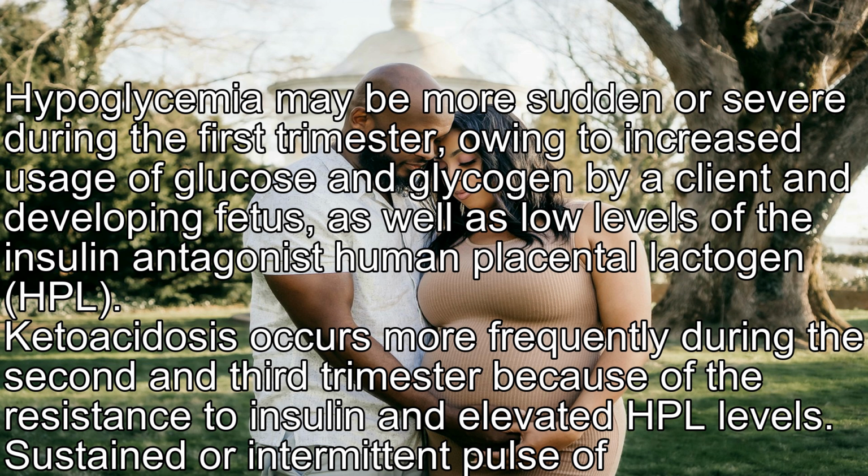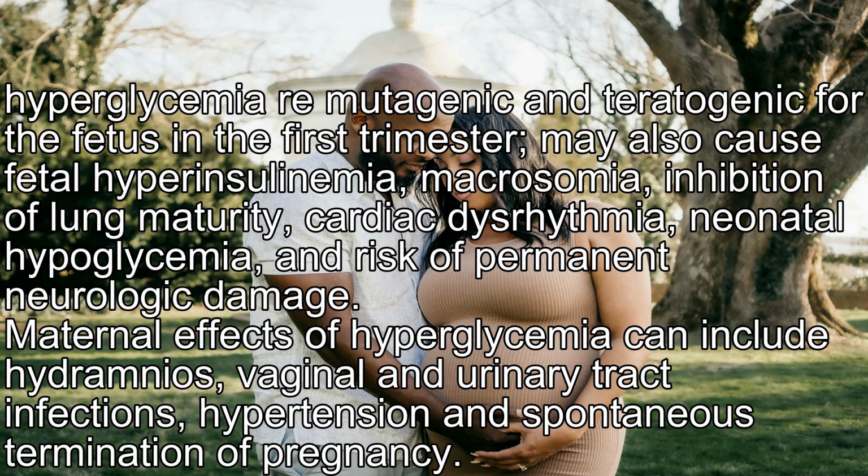Sustained or intermittent periods of hyperglycemia are mutagenic and teratogenic for the fetus in the first trimester, and may also cause fetal hyperinsulinemia, macrosomia, inhibition of lung maturity, cardiac dysrhythmia, neonatal hypoglycemia, and risk of permanent neurologic damage. Maternal effects of hyperglycemia can include hydramnios, vaginal and urinary tract infections, hypertension, and spontaneous termination of pregnancy.